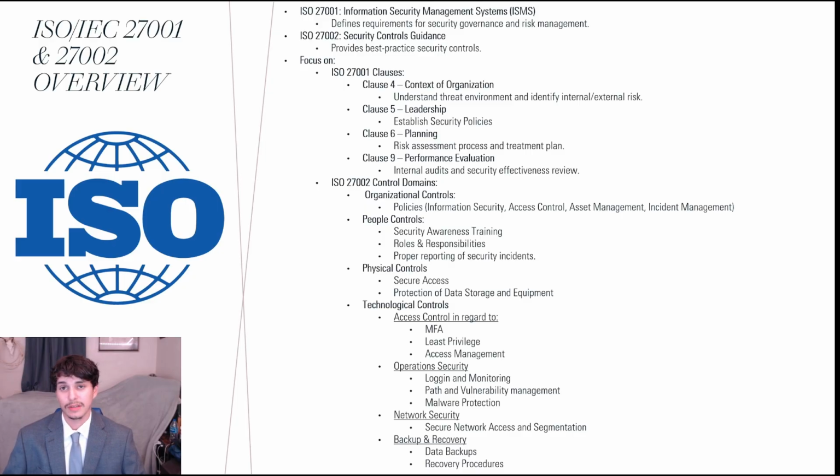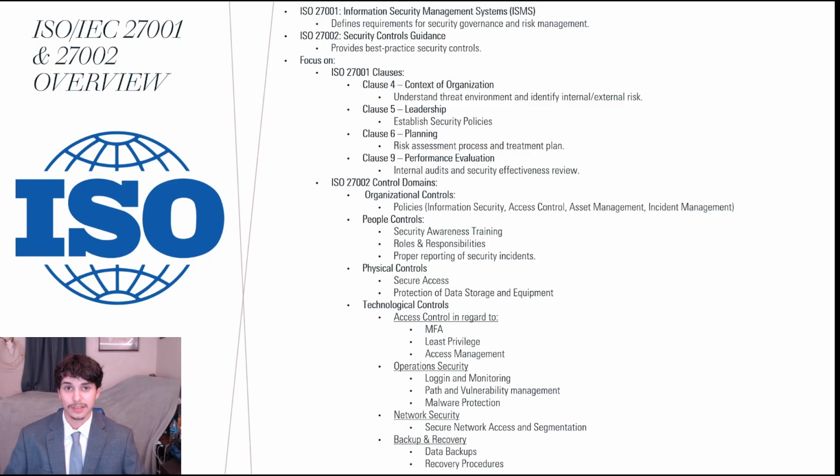And then ISO 27002, the control domains. We actually have each of the 4 control domains listed here, but certain sections of each are taken out, so we're only covering the ones that apply to us. So organizational controls, you've got policies; people controls, you've got security awareness training and roles and responsibilities; physical controls, this is just secure access. This doesn't apply as much, but we can still implement it here. And then technological controls, this is a big section for us.